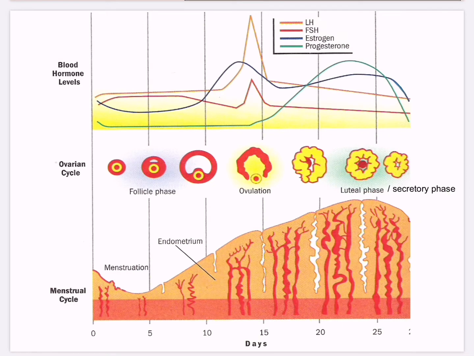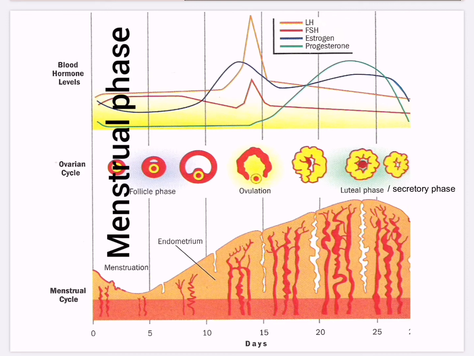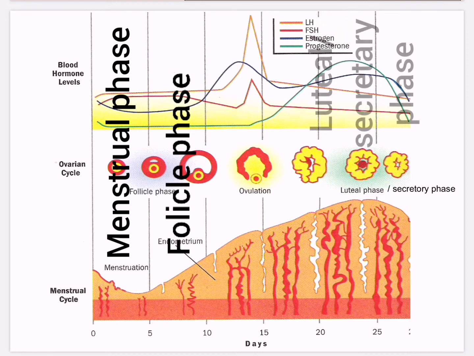So there's various changes that the endometrium, the uterus and the ovaries go through, as well as the levels of hormones as they change during this 28-day cycle. So we can actually divide the cycle in 4 steps. The first 5 days, the first phase, is menstruation, which is followed by the follicle phase, then ovulation, and then the last phase, which is called the luteal or the secretory phase.